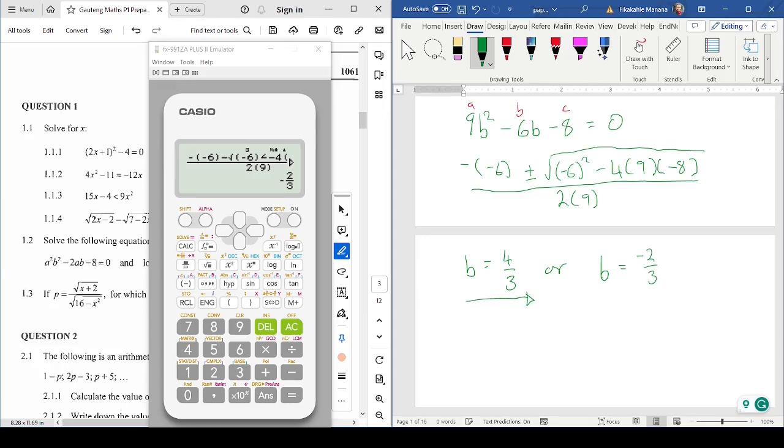Do we need to do a check here? No. The only time we do checks is when we have a surd. No surd here, straightforward. Those are the values of b.